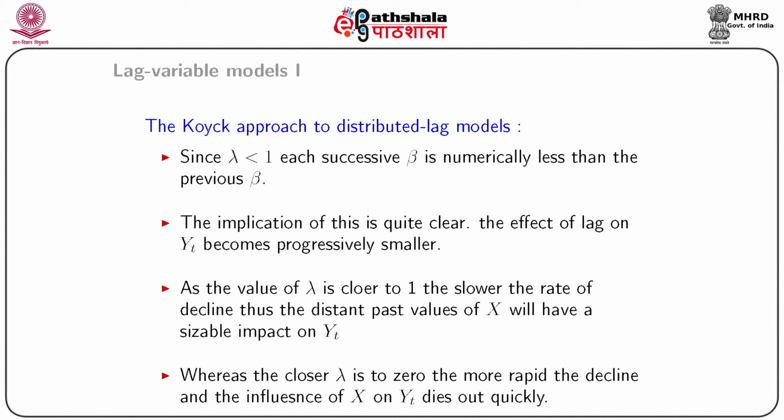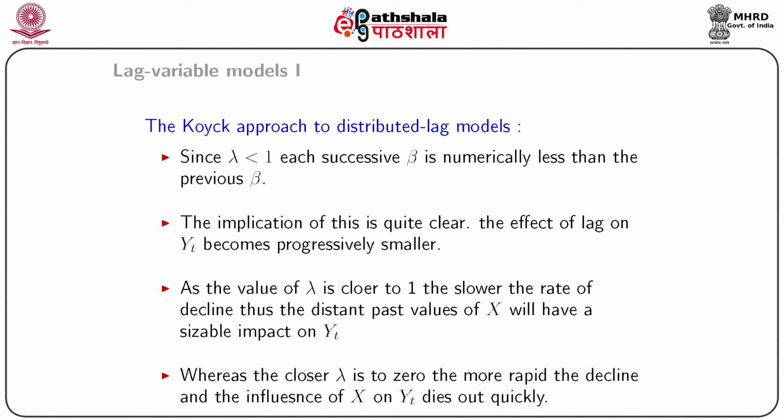Now in the Koyck approach to the distributed lag model, since lambda is less than 1, each successive beta is numerically less than the previous one. We have seen that beta k equals beta 0 multiplied by lambda raised to the power of k. Since lambda is a fraction, taking a power of it reduces it further, and multiplying it with beta 0 gives us a value numerically less than the previous beta. The implication is quite clear: the effect of lag on yt becomes progressively smaller and smaller.